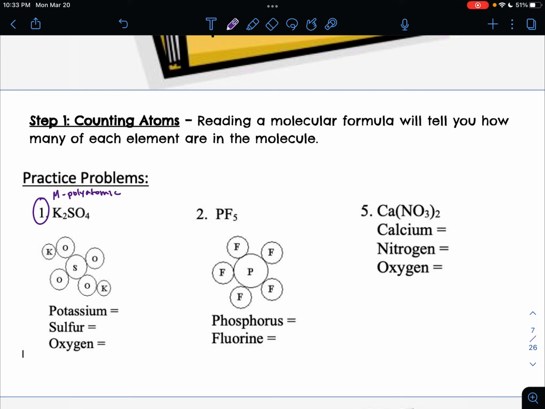Remember, these little numbers tell us how many we have. So in this example, we have 2 potassium. Here, if we don't have a number, we know that it's really an invisible 1. And then here we have 4 oxygen. Okay, pretty straightforward. For number 2, if we count our phosphorus, we see there's no number there, which means it's just an invisible 1. And then we have 5 fluorine.